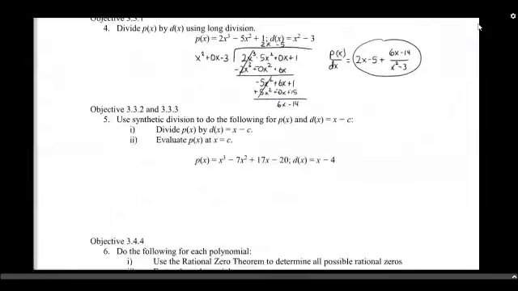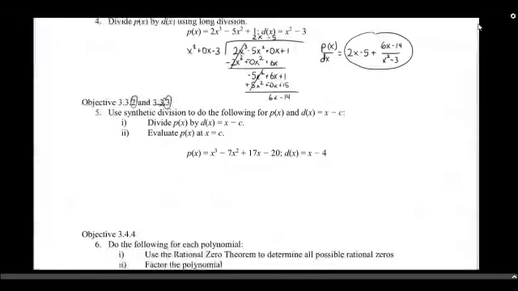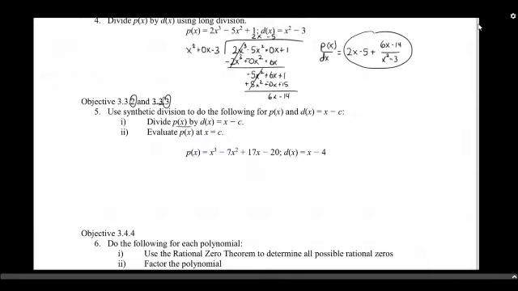Now question 5, use synthetic division. This is still in section 3.3, objective 3, and well, 2 and 3. Objective 2 was, can you do synthetic division, and objective 3 is, can you evaluate a polynomial using synthetic division, using the remainder theorem. So let's do the first part, which is just dividing our polynomial, so p of x needs to be divided by d of x. So we're going to take this and divide it by that using synthetic division.